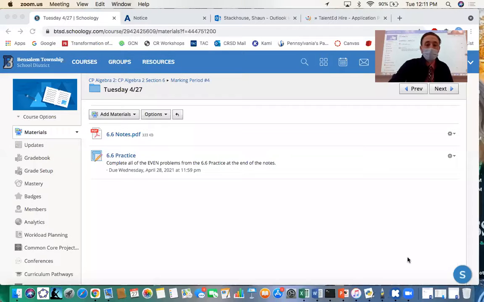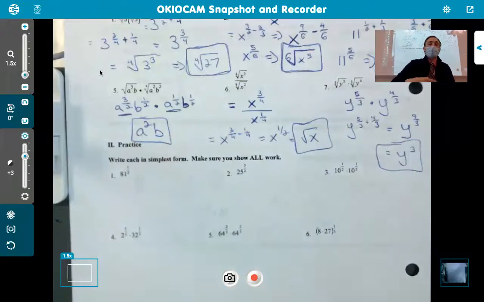What I intend on doing is going through this practice and doing the odd problems as a class. We'll talk about some things that you'll expect to see further on in the assessment. And then the evens, all the even problems, will be due for homework tonight. Okay. So odds we'll take care of as a class, evens will be due for homework. So it's imperative that you make sure you access this practice here.